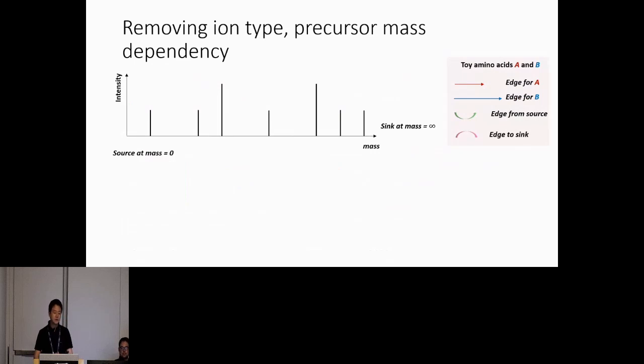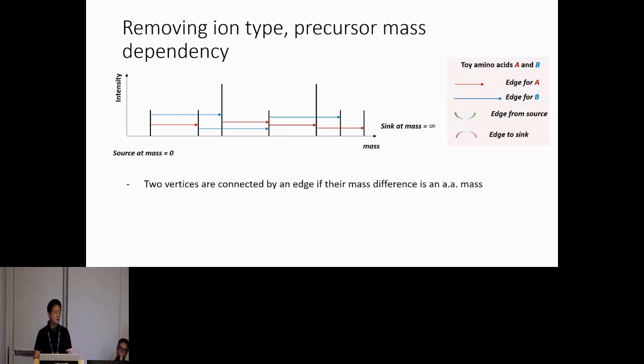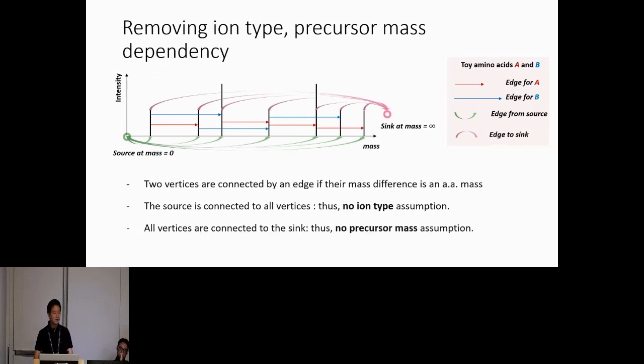Just one special thing about ion type robustness and precursor mass dependency. This is how we work. Basically, from the peaks, we connect these peaks with amino acid mass differences, and on top of that, we also connect all the peaks from the source. In this way, we can remove the dependence on the ion type, and we do not have precursor mass ions. We connect all the peaks to an imaginary mass of infinity, and then finding all paths from the source to sink corresponds to finding all the sequence tags.